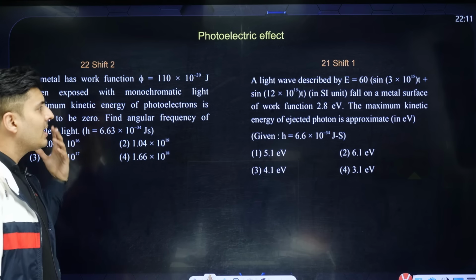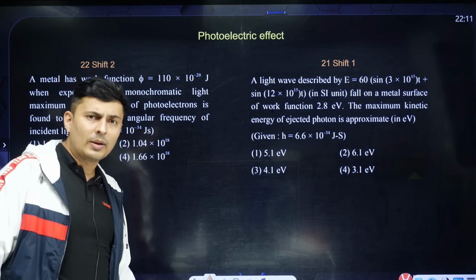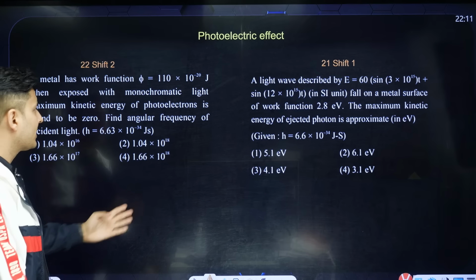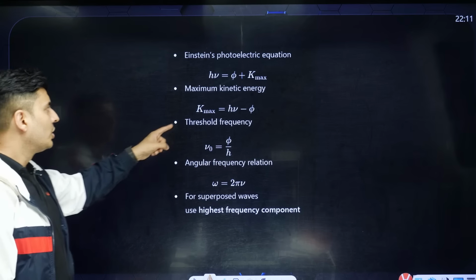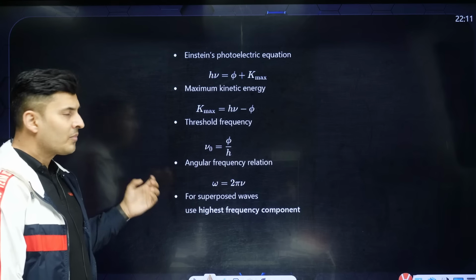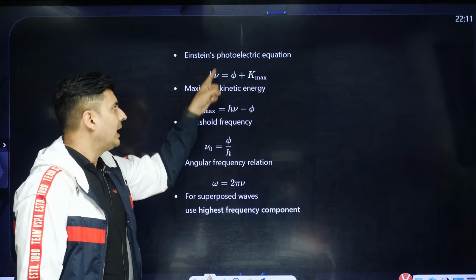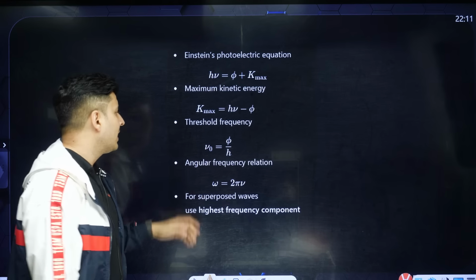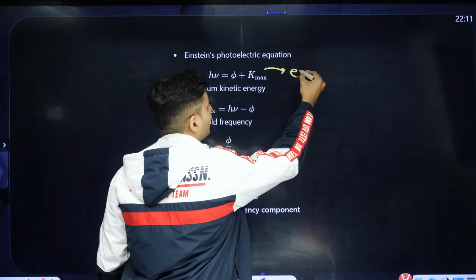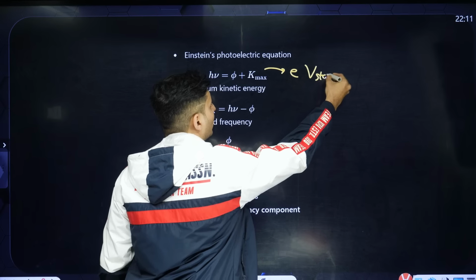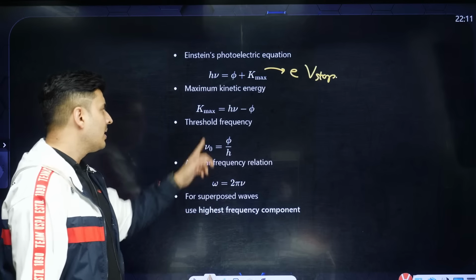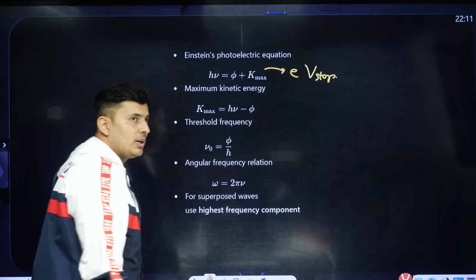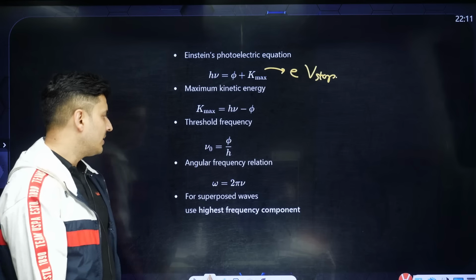Find the frequency, find the work function, find the stopping potential, find the kinetic energy. 100 times I have made you solve these kind of questions, guys. So you should know energy of a photon is hf. The energy of the photon is work function plus maximum kinetic energy, and maximum kinetic energy, needless to say, is charge into the stopping potential. That's one important thing. And the work function is frequency of the threshold light into Planck's constant, right?